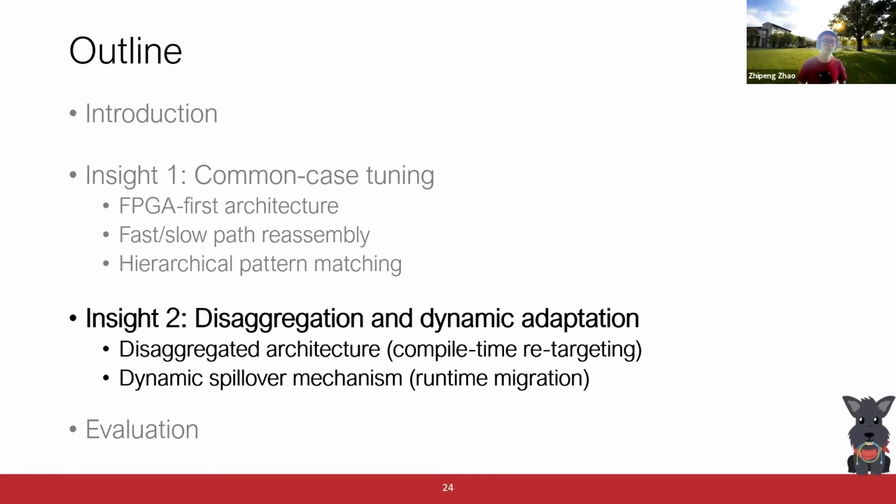So I have talked about our first insight, the common case tuning, and the problem caused by common case tuning. Now, I'm going to move to the second insight, the disaggregation and the dynamic adaptation, which addresses the brittleness caused by the common case tailoring design. In particular, I will talk about 2 ideas: the disaggregated architecture, which allows users to easily retarget the design at compile time, and then the dynamic spillover mechanism, which can aggregate the bursty traffic at runtime.